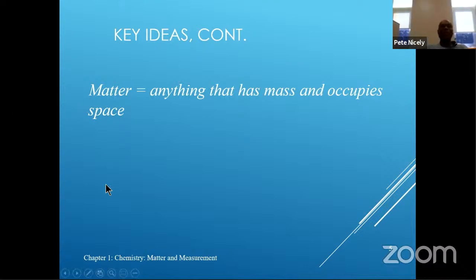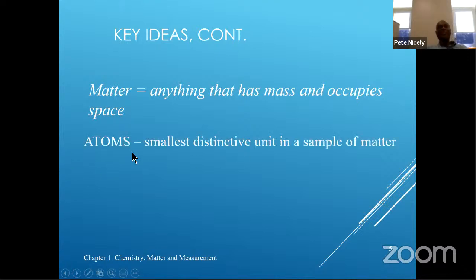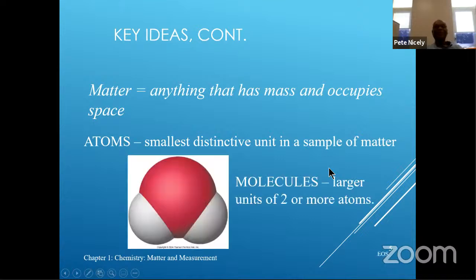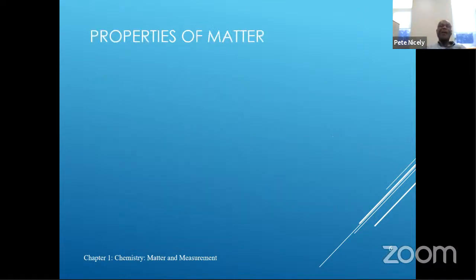Okay, so matter. What is matter? Matter is anything that has mass and occupies space, all right? In other words, anything that has mass and volume. Atoms, you should know this, are the smallest distinctive unit in a sample of matter. And of course, molecules are basically a collection of 2 or more atoms held together by covalent bonds, all right? And molecules can be very small, and then you can have much larger molecules such as glucose, sucrose, proteins, etc.